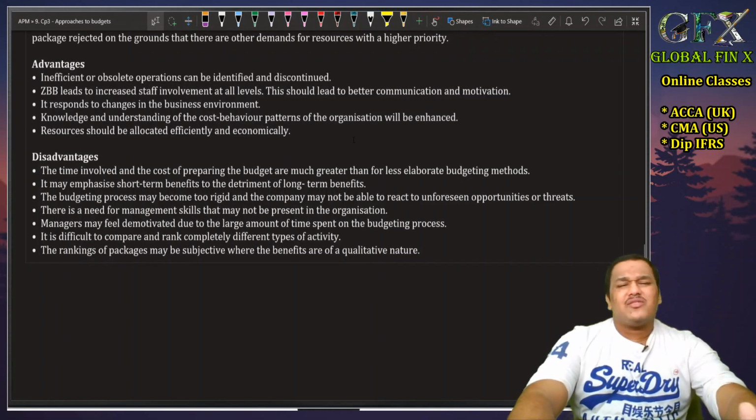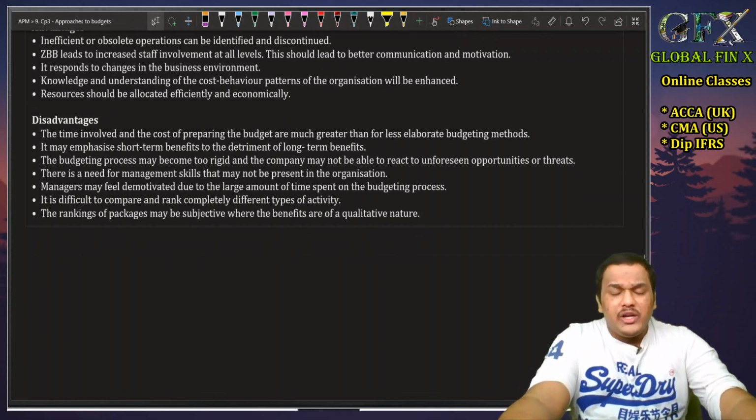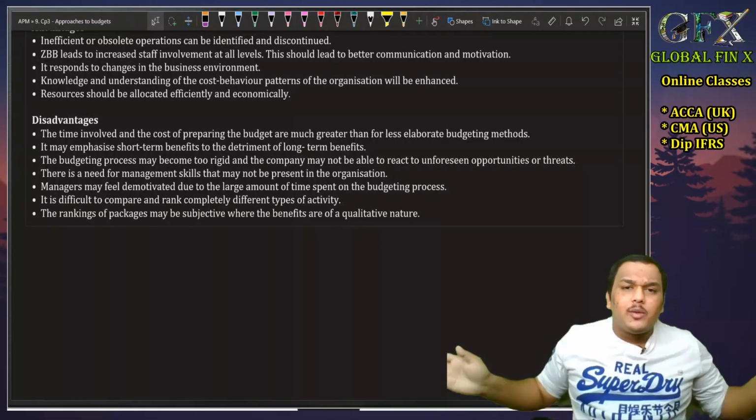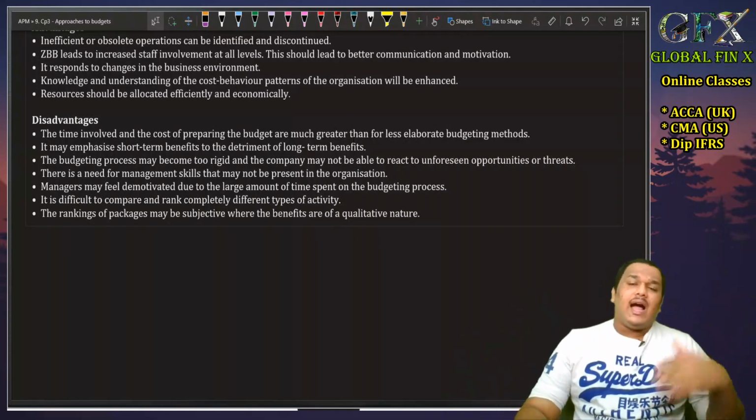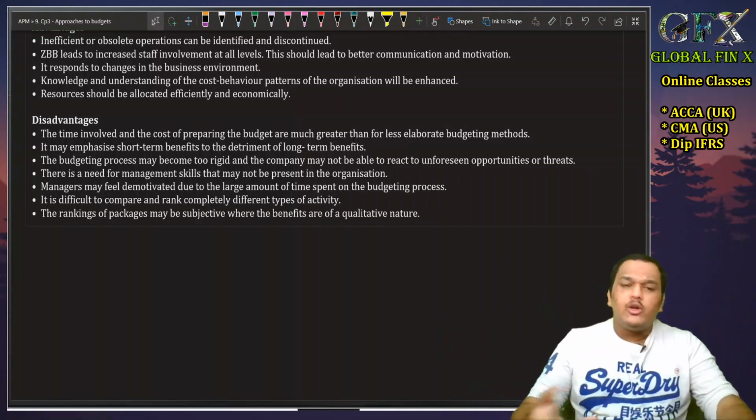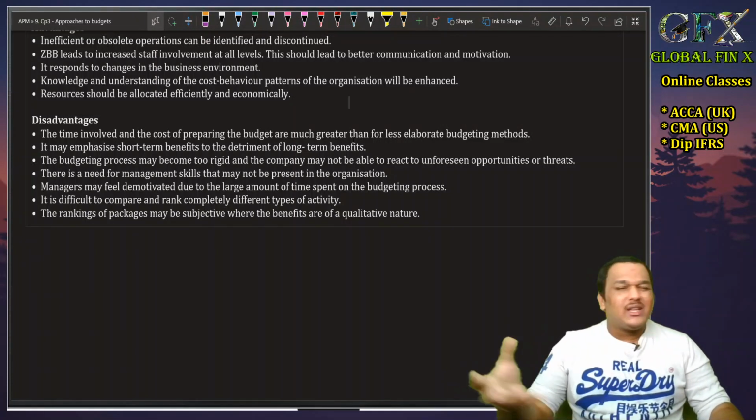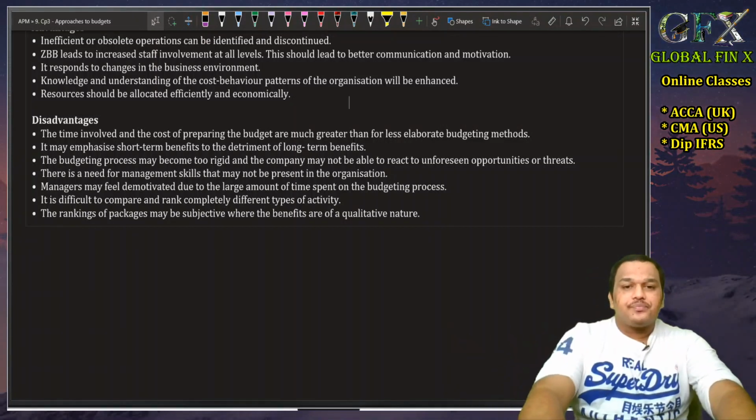Now the disadvantages. First of all, it involves very high cost, because it takes too much time and you need a very lengthy, elaborate process of designing the budget, and it is only for the short term. It cannot be for a longer period of time. Only for the current period can you create a zero-based budget. Next period, again another zero-based budget has to be prepared. So that's a tedious task.